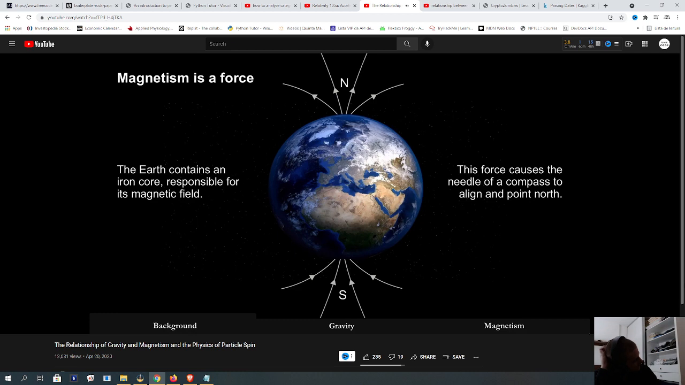Magnetism, right? That's also a force. Now, the Earth contains an iron core, and it's responsible for its magnetic field. And what's a force? A force has the ability to move objects. So think about the compass, and that force causes the needle of a compass to align with a magnetic field and point north.